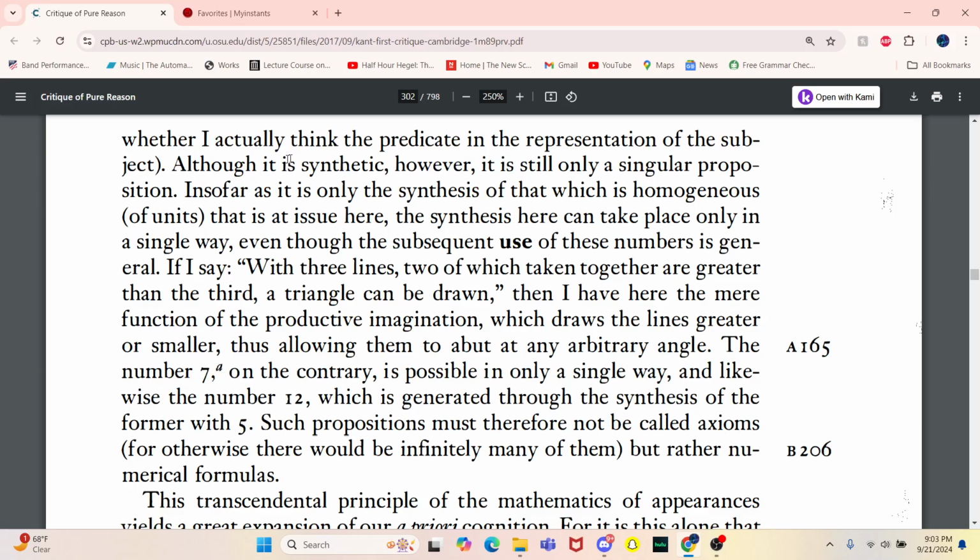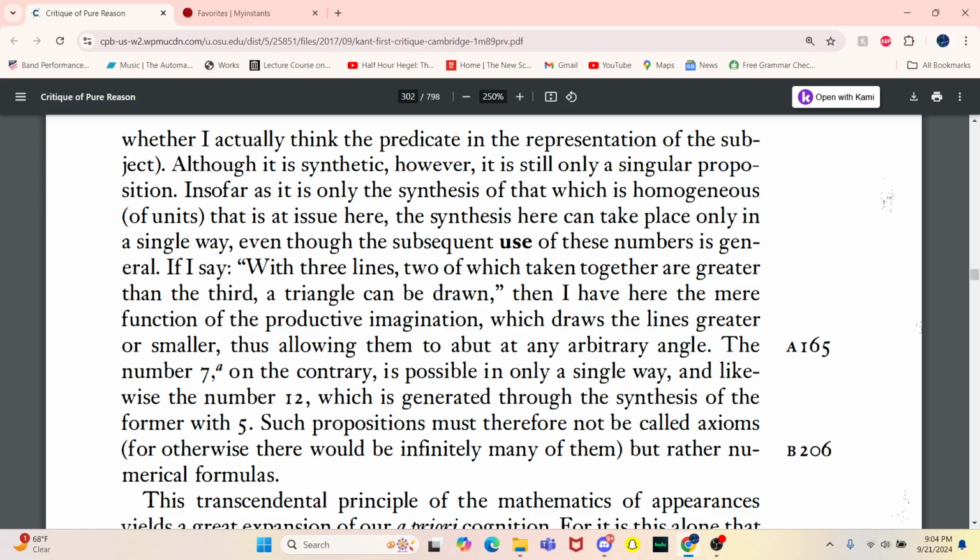Where did I leave off? I think you were on insofar. Insofar as it is only the synthesis of that which is homogeneous, of units, that is at issue here, the synthesis here can take place only in a single way, even though the subsequent use of these numbers is general. He's explaining why it's general.